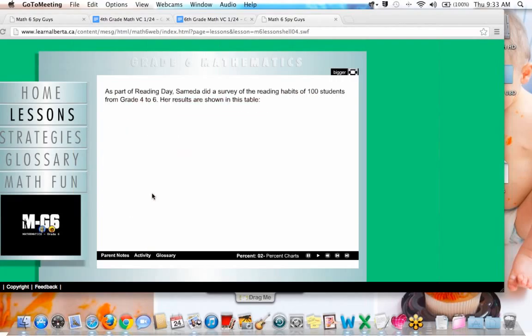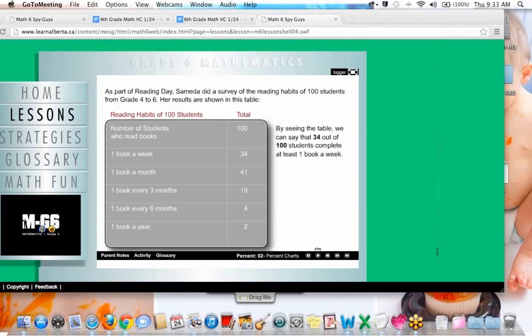As part of Reading Day, Samida did a survey of the reading habits of 100 students from grade 4 to 6. Her results are shown in this table. You can see that there were 34 out of 100 students that completed at least one book in a week. Then 41 students at least one book in a month, 19 students at least one book every 3 months, and so on. Now the total is out of 100 students.